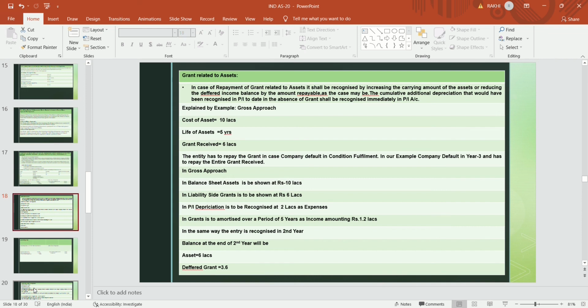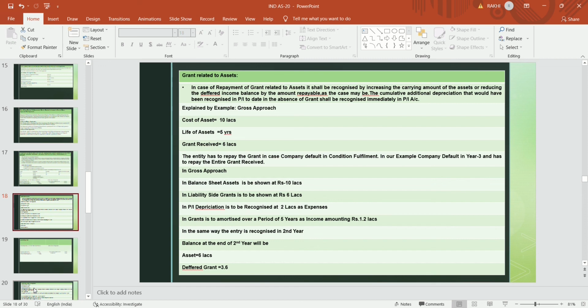There are two approaches, that is gross and net approach. If the company follows the gross approach at initial recognition, then what is the entry at the time of repayment? We will see. Cost of asset is 10 lakhs, life of the asset is 5 years, and grant received is 6 lakhs. The entity has to repay the grant if the company defaults on the condition, and in our example, the company will default in year 3 and has to repay the entire grant to the government.